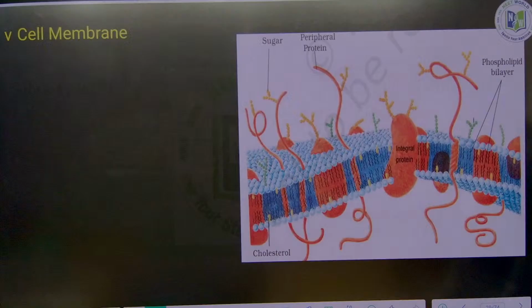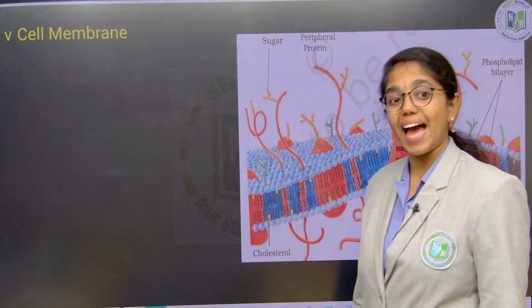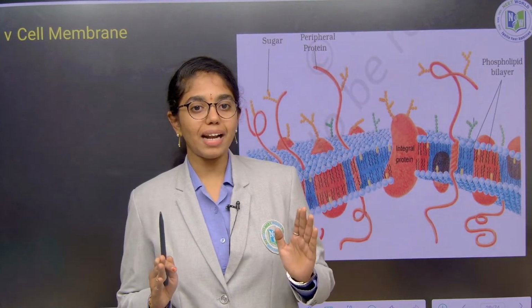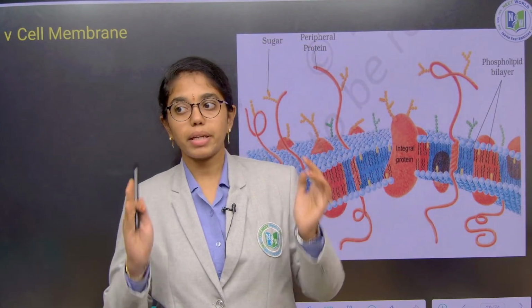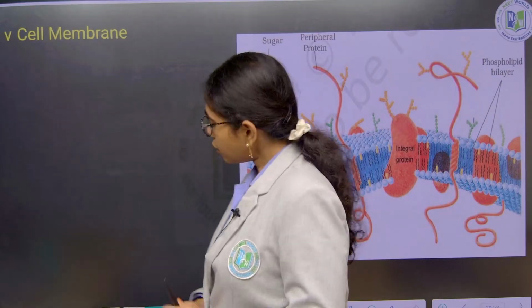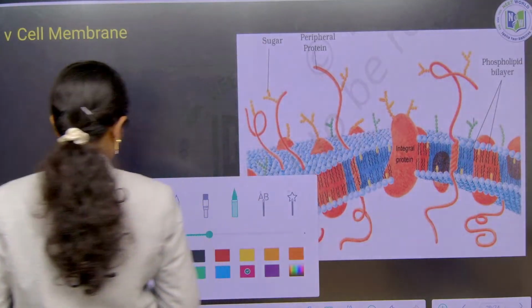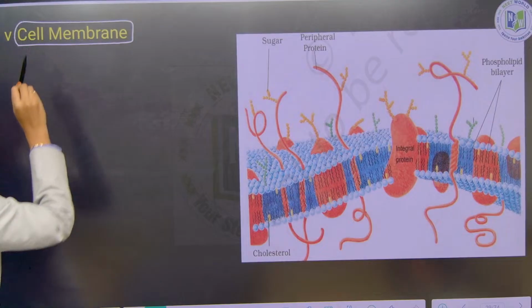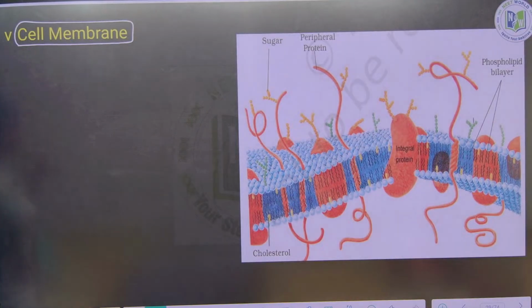begin with cell membrane, which is the limiting boundary of the animal cell. Cell wall is the outermost boundary of a plant cell, which is over the cell membrane, but the animal cell's limiting boundary is what? Cell membrane. Let us look into the synonyms of cell membrane first. Cell membrane is also known as plasma membrane because it covers the complete plasma of the cell.